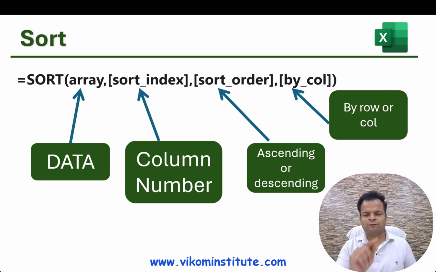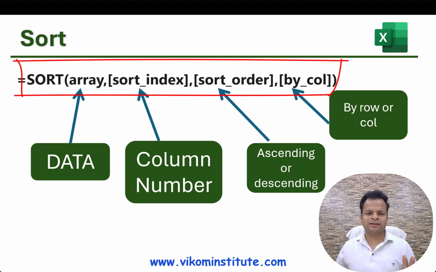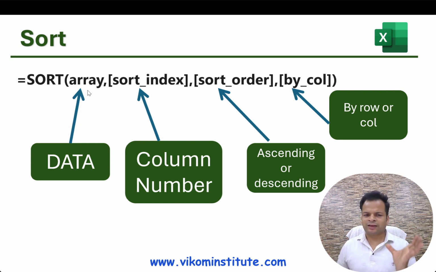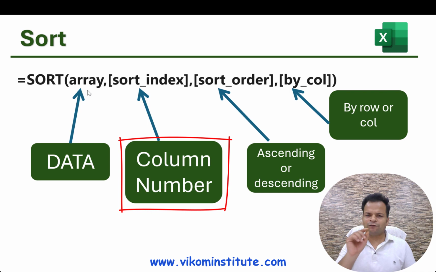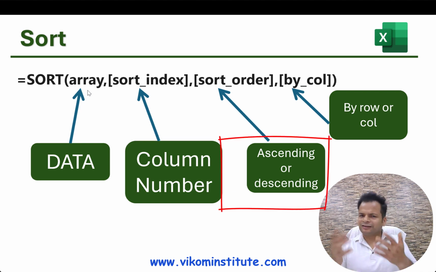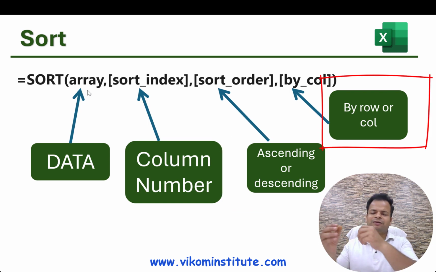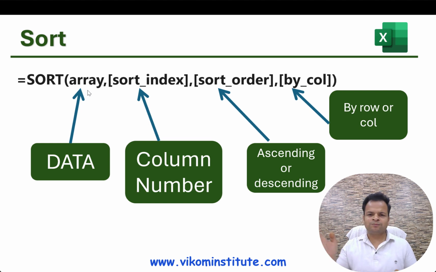So here we have the sort function. If you see carefully on the screen, here we have four arguments and here we have array. Array means your data, table or range, meaning which data you want to sort. Now sort index means on which column number you want to sort, and sort order is ascending or descending. Now here we have by column or by row. Do you want to sort your data by row or by column? So let's try to figure out this sort function based on this example.